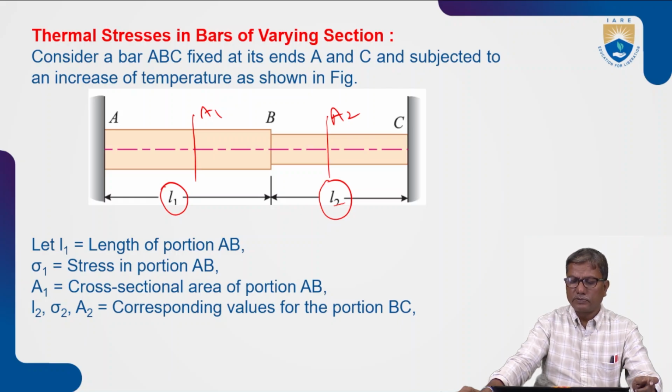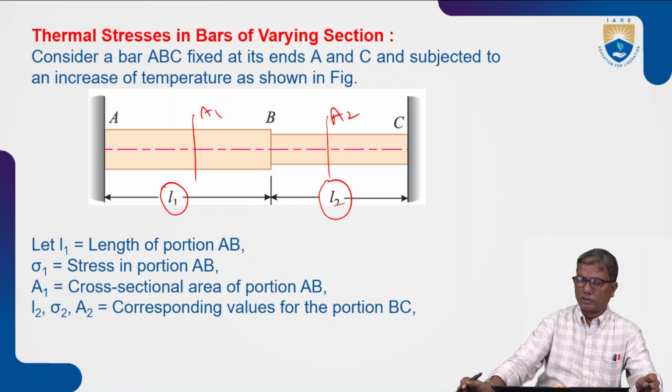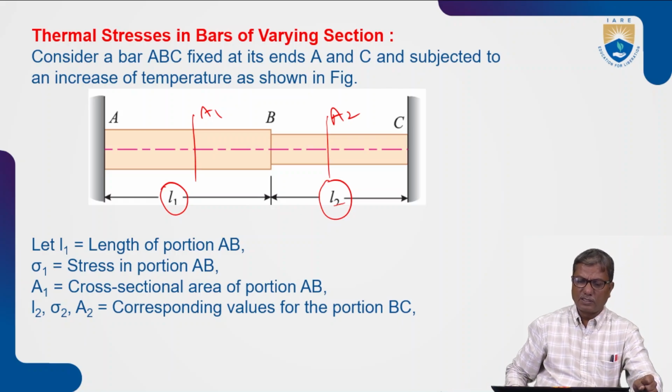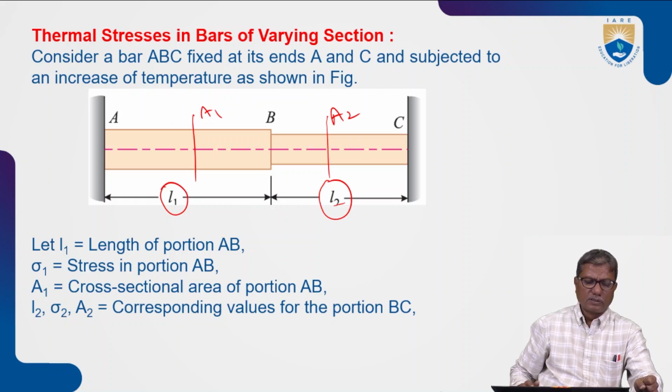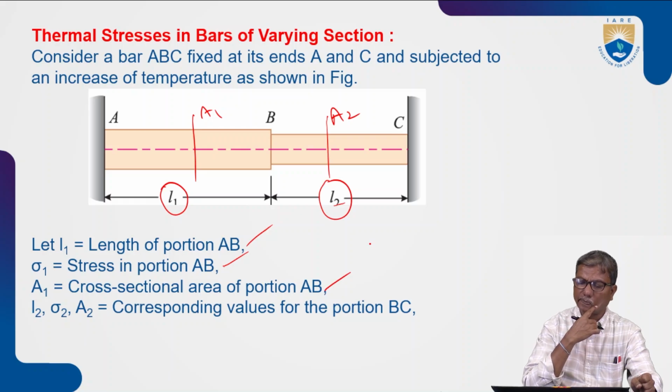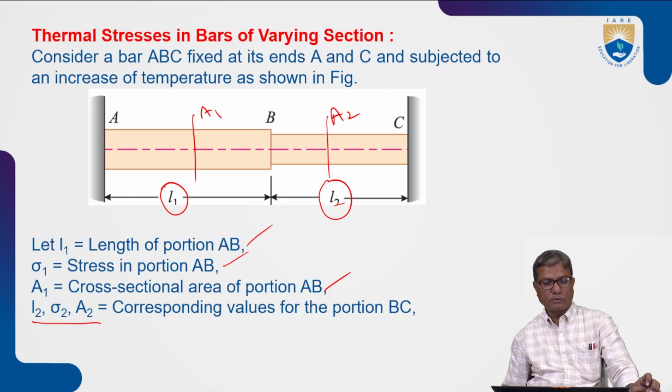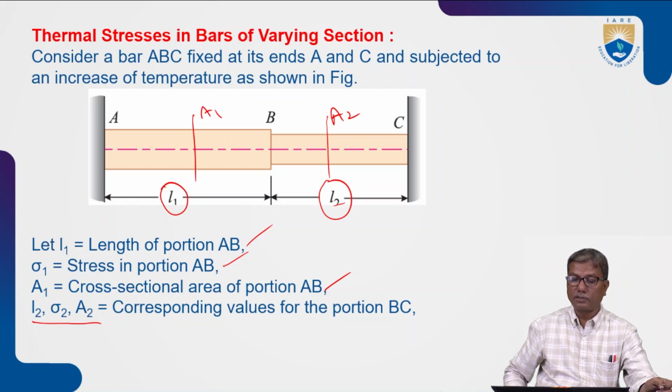And if the bar is of uniform section, we know the stress induced is alpha TE. Alpha TE, isn't it? So here let L1 be the length of portion AB. Sigma 1 is the stress in the portion AB. A1 is cross section area. Similarly, L2, sigma 2 and A2 are the corresponding values for portion BC.